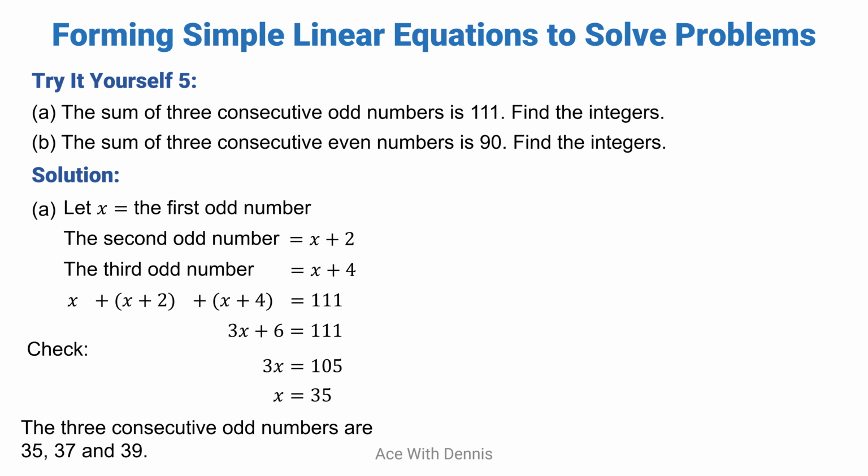Okay, don't forget to check your answer. So let's add these 3 numbers together. 35 plus 37 plus 39. And the answer is 111. Hence, it is correct.